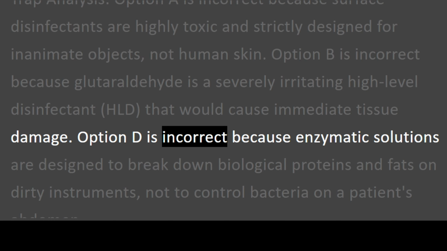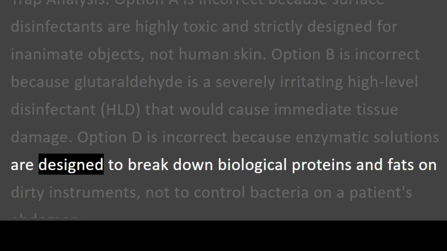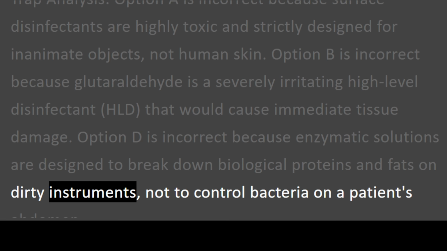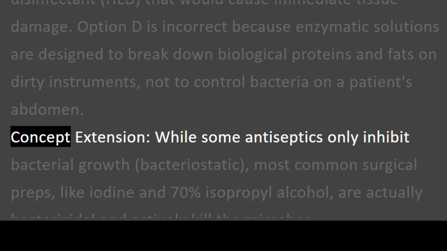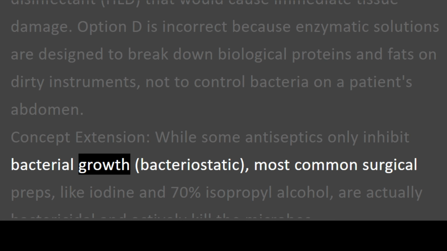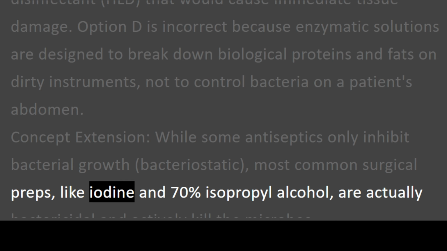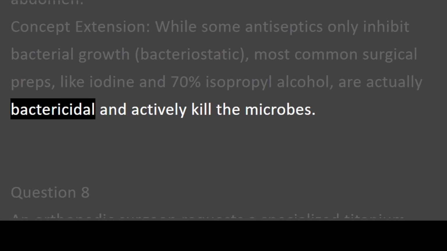Option D is incorrect because enzymatic solutions are designed to break down biological proteins and fats on dirty instruments, not to control bacteria on a patient's abdomen. Concept extension. While some antiseptics only inhibit bacterial growth, bacteriostatic, most common surgical preps, like iodine and 70% isopropyl alcohol, are actually bactericidal and actively kill the microbes.